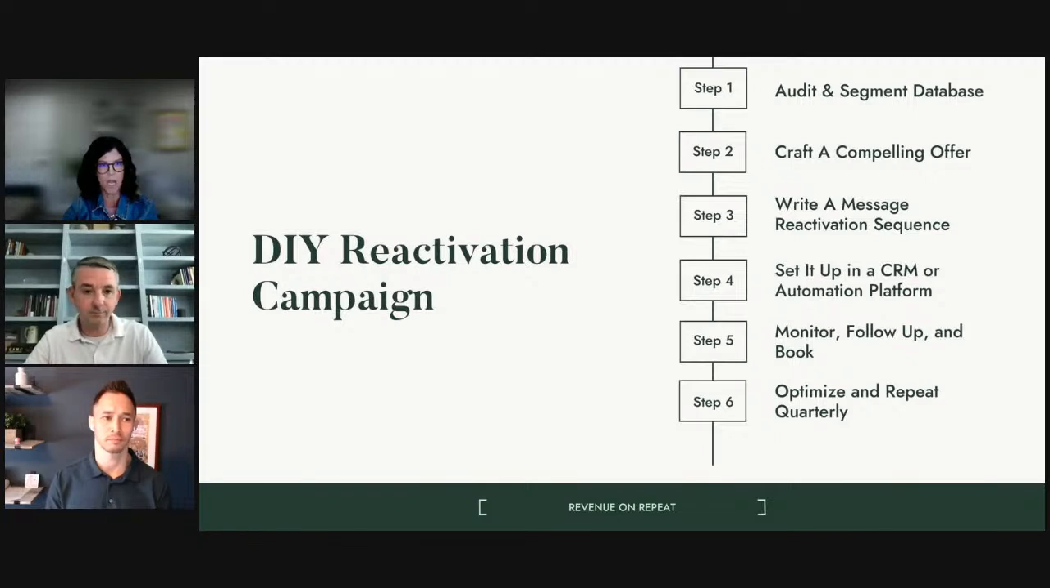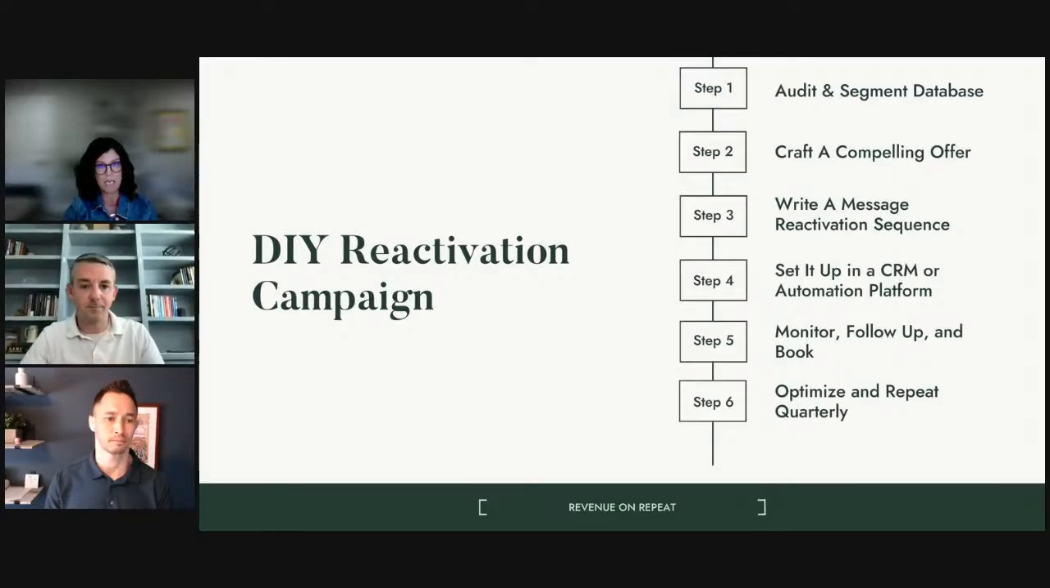So assuming you have a CRM with a database, what you're going to do, and this is just a very simplified process, is you're going to audit and segment your database. Hopefully you're doing it now and you at least have a distinction between who has come in for a service and who has not, at the very least. You're going to want to craft a compelling offer. Write a message reactivation sequence. We're going to share an example of what this could look like, but you want to prepare this ahead of time and then set it up in your CRM as a workflow, as an automation. Then monitor, follow up, and then ultimately book, optimize, and repeat.